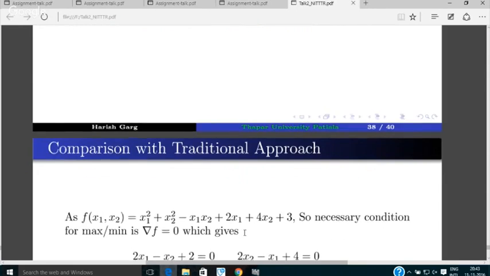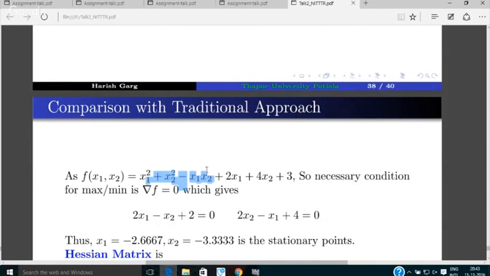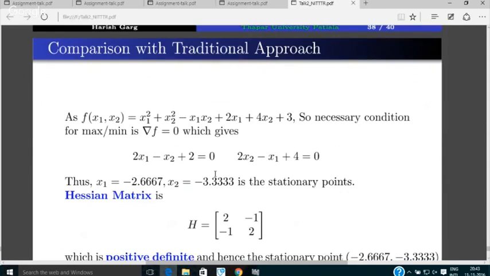Since my objective function is the same and my target is to minimize it, first derivative is 0 and second derivative is greater than 0. So now look at that. The first derivative with respect to x1 is 2x1 minus x2 plus 2 equals 0, and with respect to x2 is 2x2 minus x1 plus 4 equals 0. After solving these two, you will get this one. This is called the critical point.